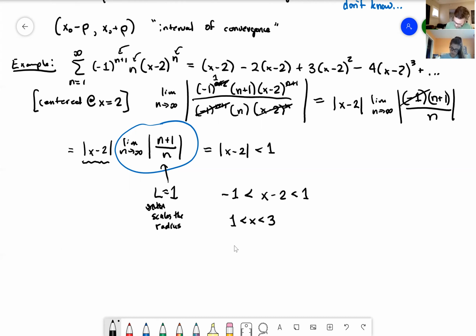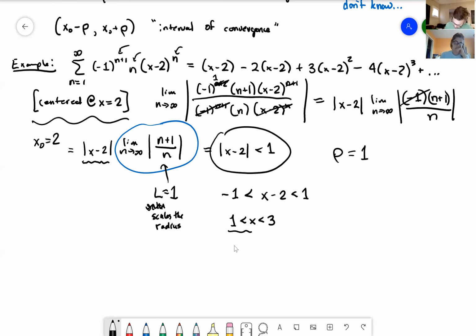So from this point right here, we already knew that the radius was 1. We knew that the center was 2, and so we could have gone directly to that. But if we take this expression right here, we can do a little bit of algebraic manipulation and see that our interval of convergence is 1 to 3. So it's just a little bit of work.